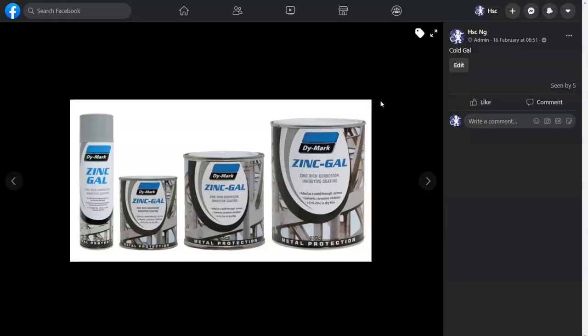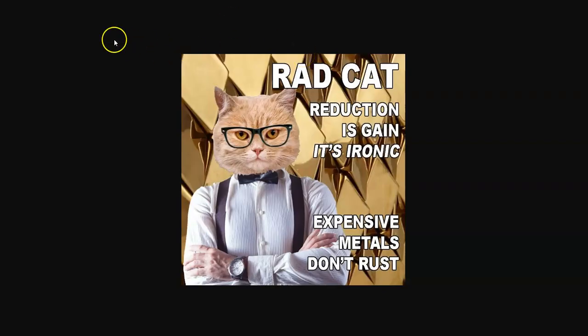We can also buy cold gal. So let's say you find a rusty old gate and you think, hey, this is going to be perfect for my house, but I'm a bit worried about this rust. Well, you can just go and buy cold gal, which can be painted on directly, and it's different to paint because zinc is anodic, so it's going to provide a sacrificial process. It's also worth mentioning that zinc and aluminium, they both provide an oxide layer. Okay, so that will be it for corrosion, and yep, we're done.